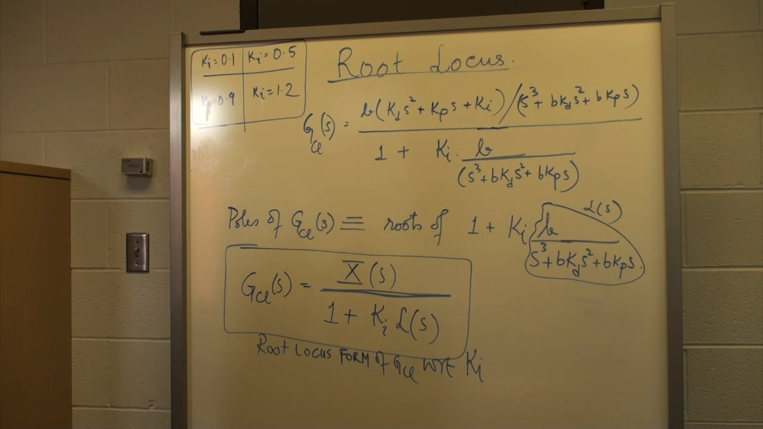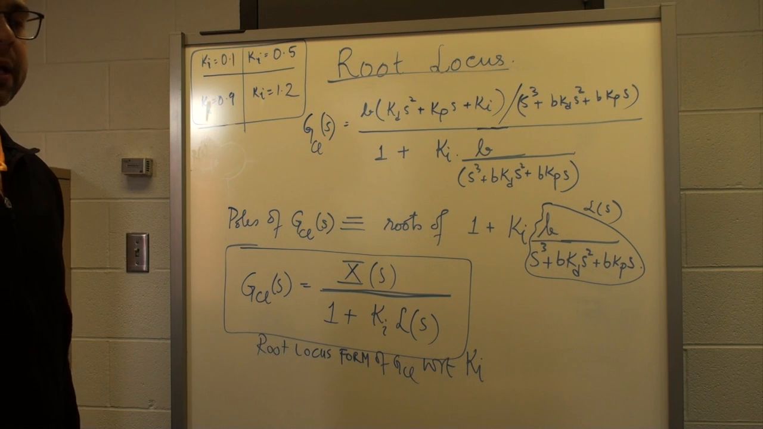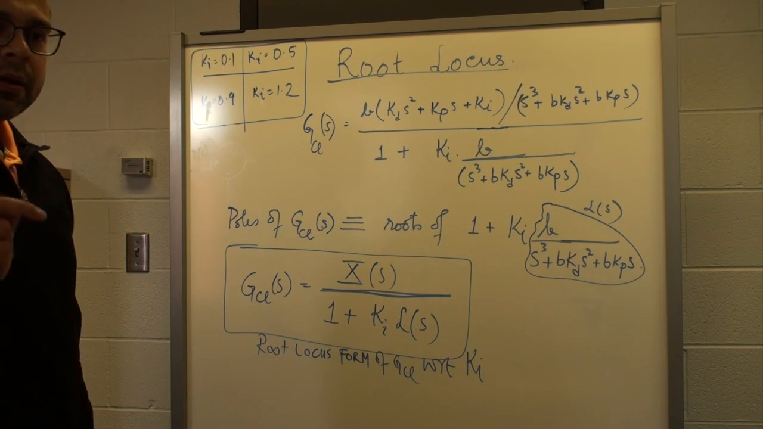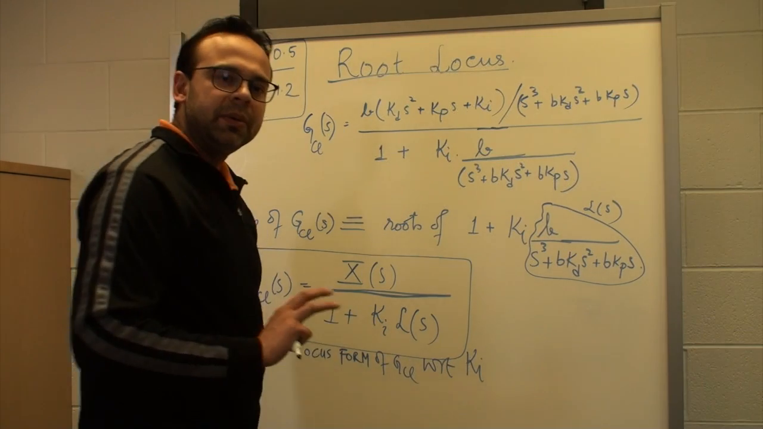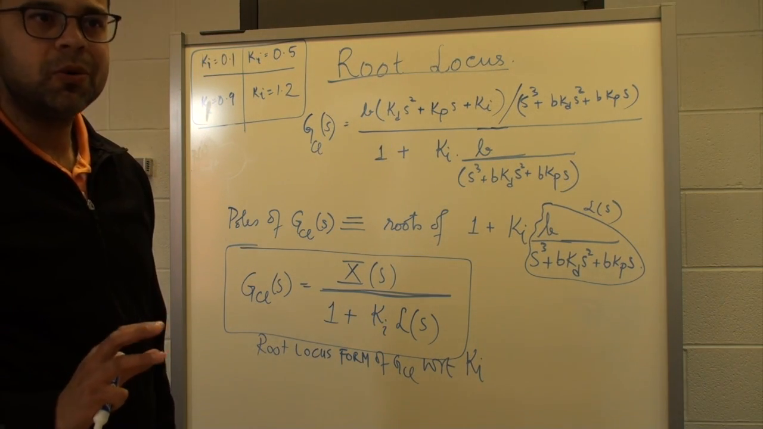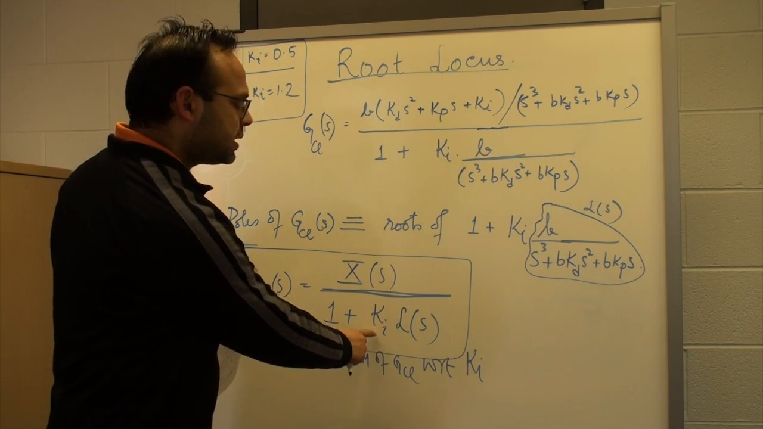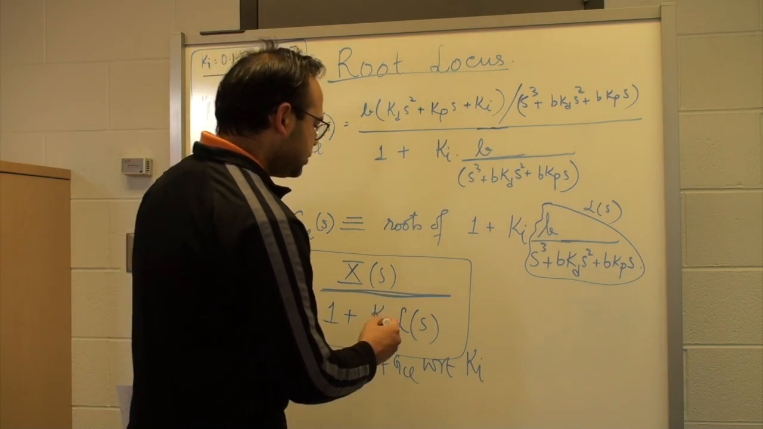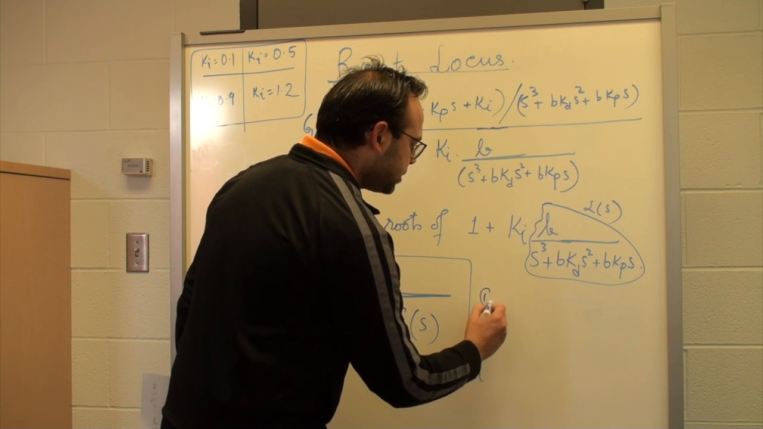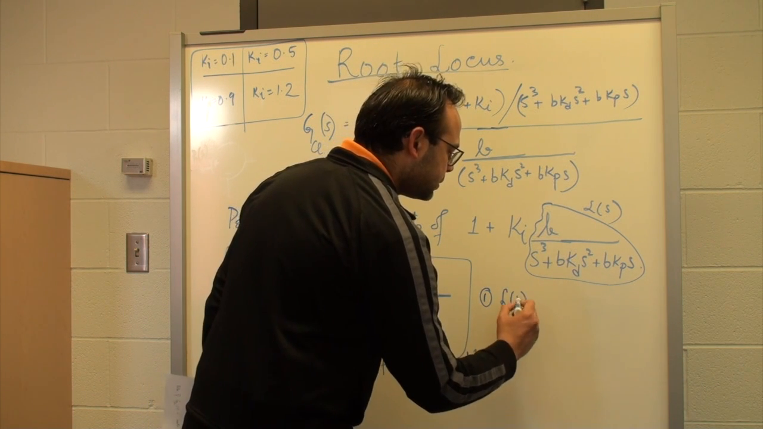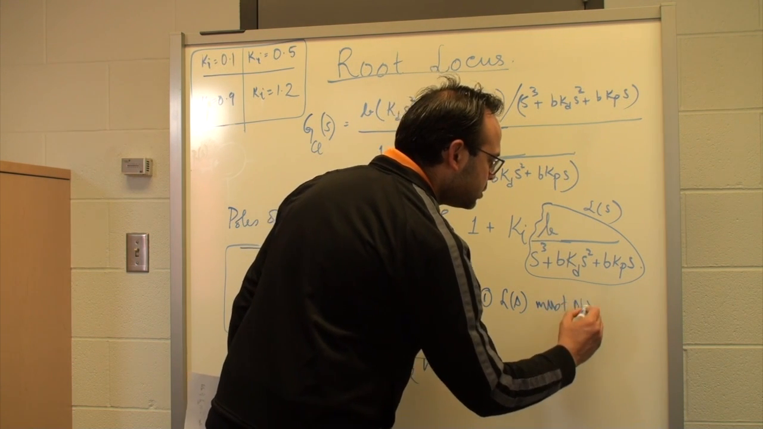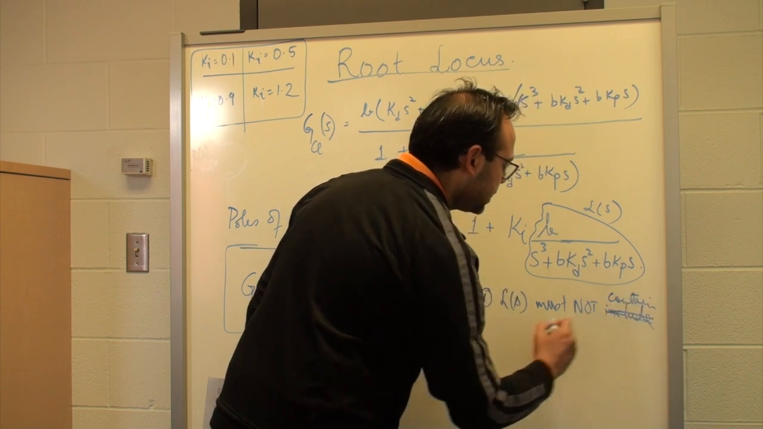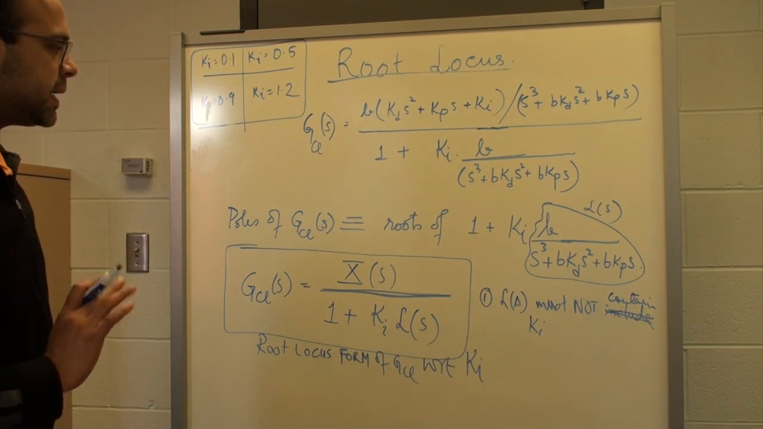And there are two things, besides this form that you want to extract, that you need to be careful about when you get this form. Number one, L(s) should be completely independent of Ki. That's the whole point. We're trying to isolate Ki so that we can look at its impact on the poles of GCL. So the requirement here is that L(s) must not include or contain Ki. That's number one. It makes sense.